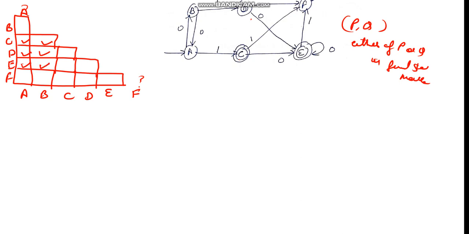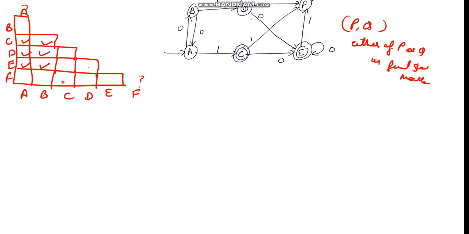For C and E, among C and E, C is final, E is also final, so don't mark. Similarly, this is for E and D, E is final, D is also final, so don't mark. Similarly for the pair of A and F, both are final, don't mark. B and F, B is non-final, F is also non-final, don't mark.